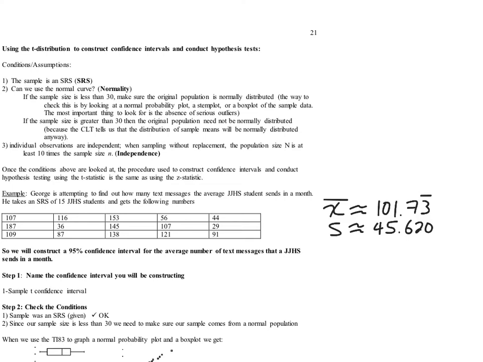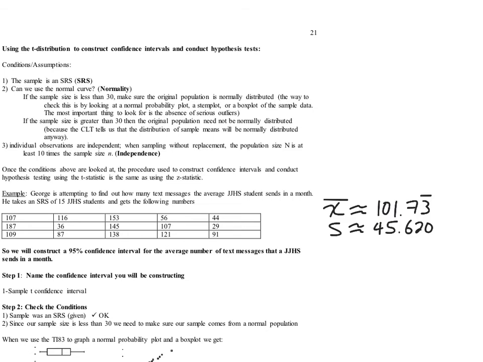And we're also looking for independent events. In this case, I don't know that there's a way that we can test that condition, other than to glean it from the problem itself. George is attempting to find out how many text messages the average John Jay student sends in a month. So what are the assumptions of independence? Well, you have to assume that one person sending a text has nothing to do with another person sending a text. Can we always assume that that's true?